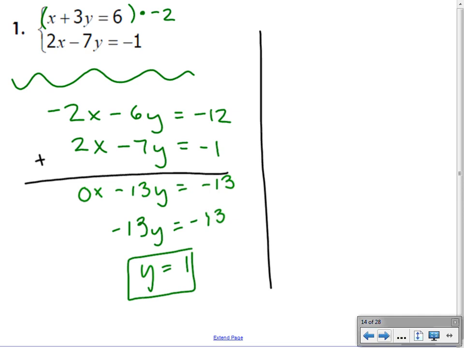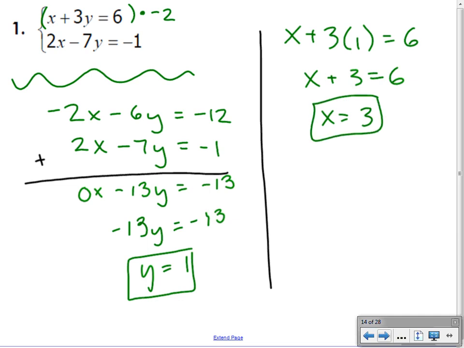So now we go back, we pick one of our original equations, and we plug it back in. So let's use our top equation here, the one before we multiplied by negative 2. So we have x plus 3 times 1 equals 6. And we find that x is equal to 3. So our solution is 3, 1.